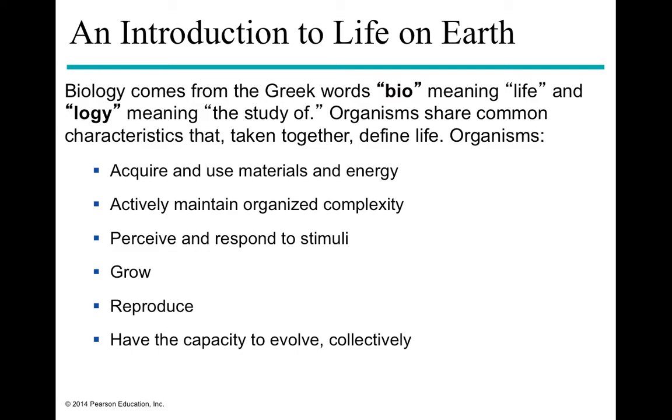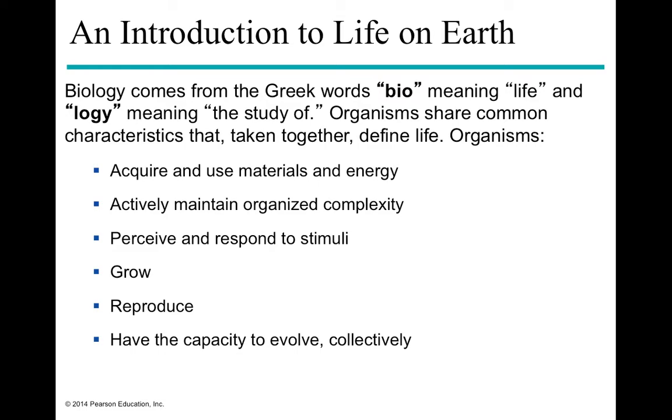One, they are going to acquire and use materials and energies from their surroundings to be able to drive their organized complexity. So they actively are going to maintain these levels of organized complexity. What I mean by that is that cells are going to be organized into tissues, and then tissues into organs, and then organs into organ systems, and so they get more and more complex as we build the organism as a whole. So basically the whole is going to be more than the sum of the parts.